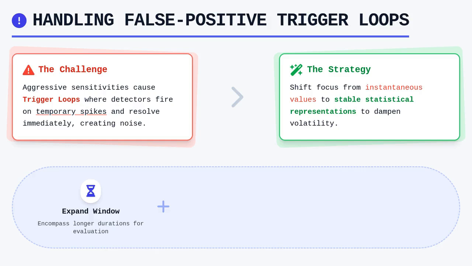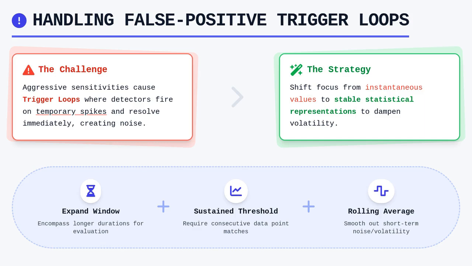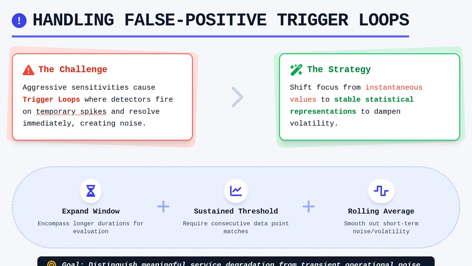Instead of reacting to a single instantaneous value, you shift the focus to a rolling average or a more stable statistical representation of the signal. This approach effectively dampens the noise generated by short-term volatility without sacrificing the responsiveness required to detect actual sustained issues. By tuning these sensitivities, you allow the alerting engine to distinguish between meaningful service degradations and transient operational noise.